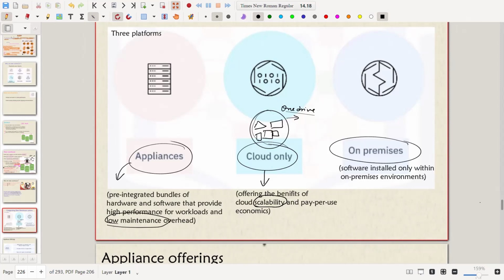Okay. On-premises means it is in your institution or organization, software installed only within on-premises environments, right? Now, these are the ideas. In the next slide, I'll be giving you examples of many different data warehouses. Okay, so it might be helpful to have a practical understanding, I mean, of how they are constructing these data warehouses.